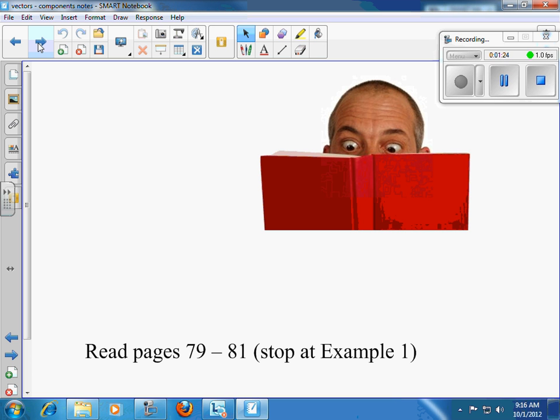Let's quickly grab page 79 in the book here. I'm just going to quickly go through this. All right, so on page 79, vectors in 2 dimensions. Now, we've talked about vectors. Basically, I'm going to, in the next 5-10 minutes, tell you everything that you learned in grade 11, right?